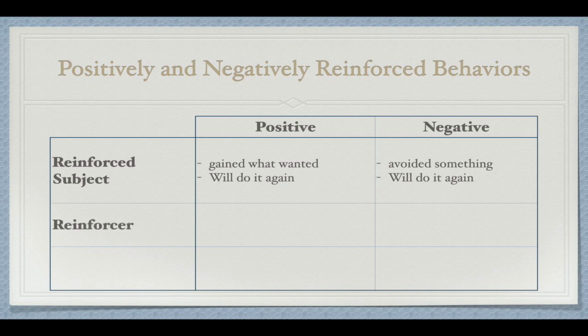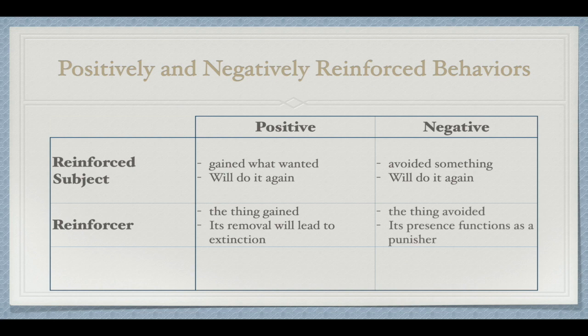So in terms of the reinforcer, this is the thing that is actually gained. So what did the reinforced subject get by doing whatever it was? So what did they gain out of it? If you ended up removing this reinforcer, eventually it will lead to extinction, and extinction will mean that they won't ever do that again. In terms of what's the negative reinforcer, what was the thing that was actually avoided? And if that thing is present, it's going to serve as punishment. And so how can we avoid this particular thing? So what was the thing that was avoided?